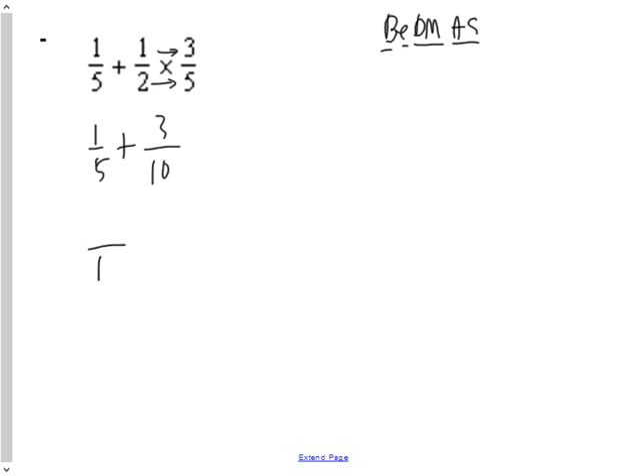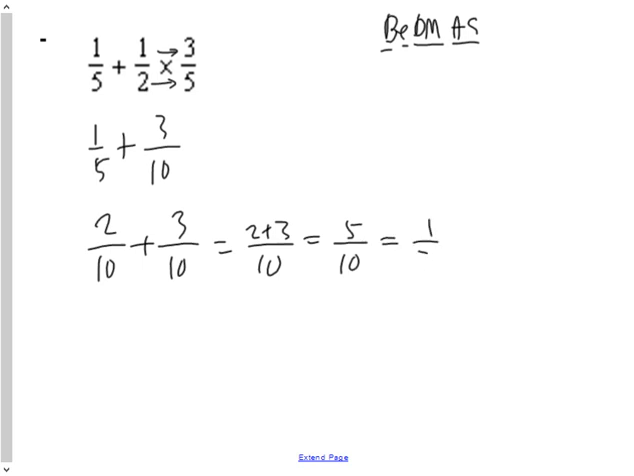Now you have addition, which is a grade 7 outcome. Common denominators, it's going to be 10. Equivalent fractions is this. Add your numerator and keep your denominator, giving you 5/10, which in lowest terms is a half.